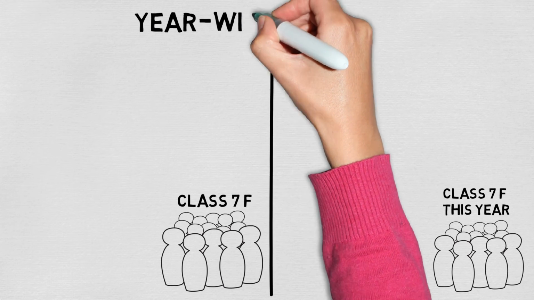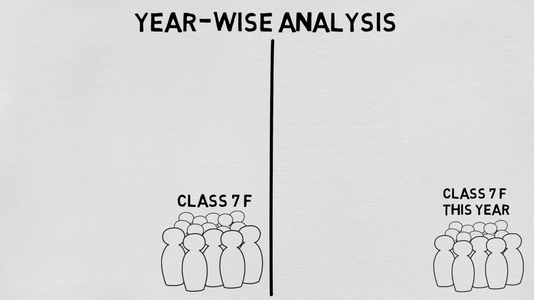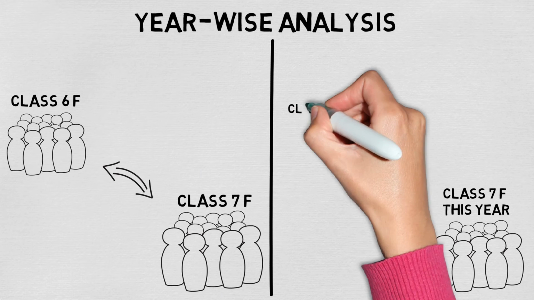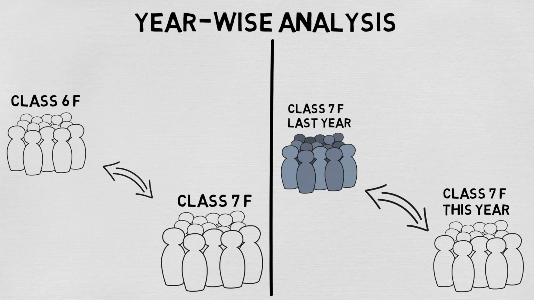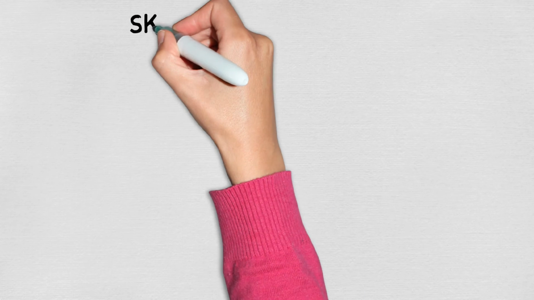The next section shows me how the performance of my students has changed over a year. I'm able to compare their performance this year to their performance in class 6 and to the previous batch, meaning I get a batch-wise as well as a class-wise comparison.